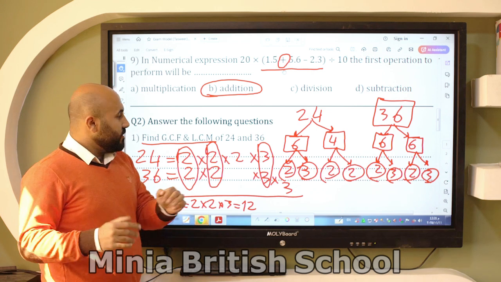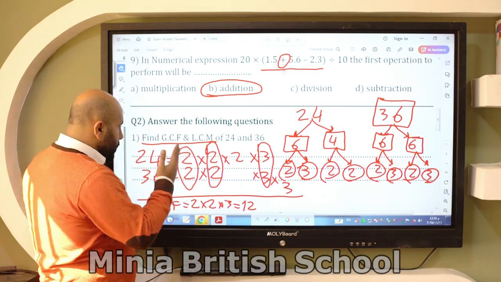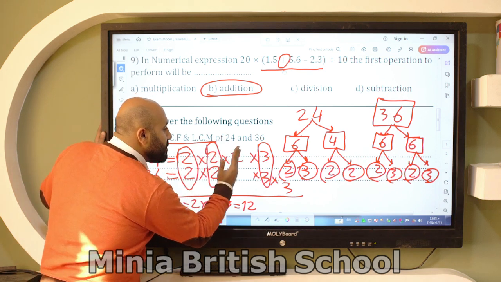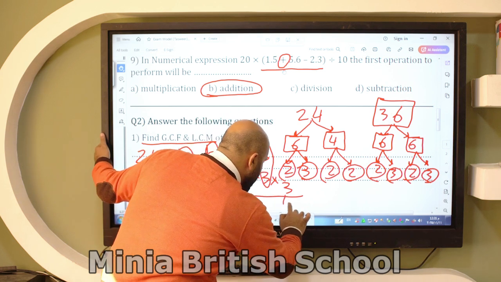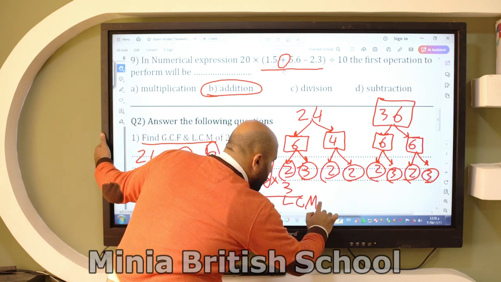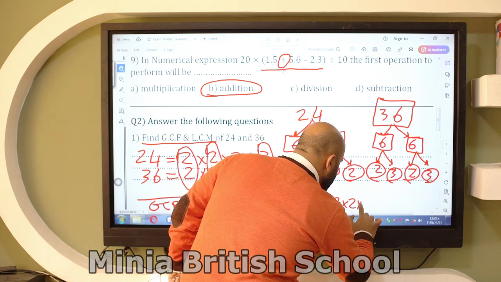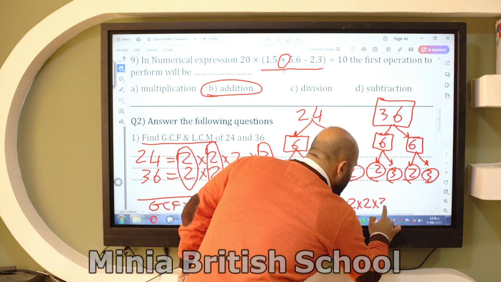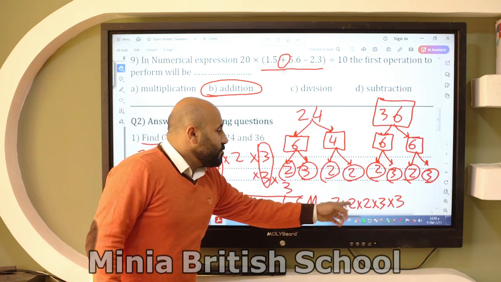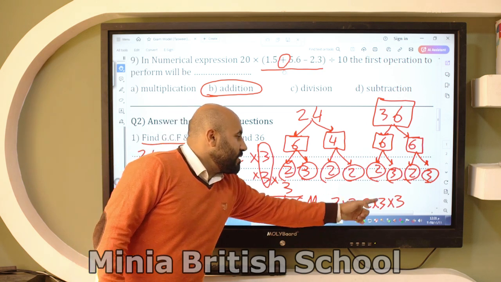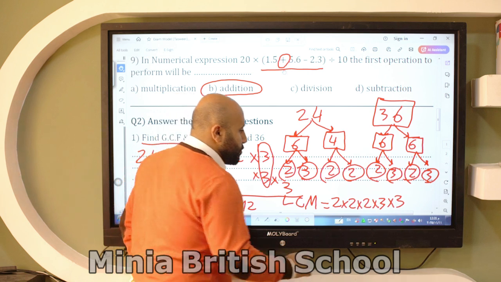But what about the LCM? Drop all numbers, then multiply. So it means 2 times 2 times 2 times 3 times 3. LCM will be 2 times 2 times 2 times 3 times 3. 2 times 2 times 2 equals 8. 3 times 3 equals 9. 8 times 9 will be 72.